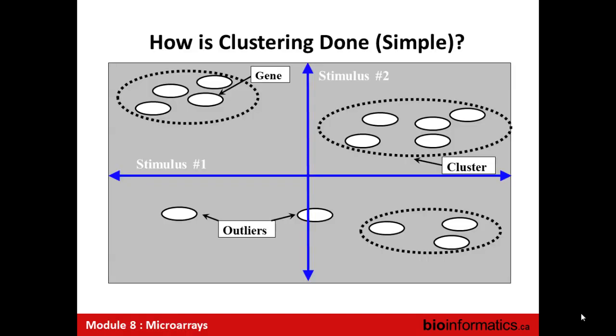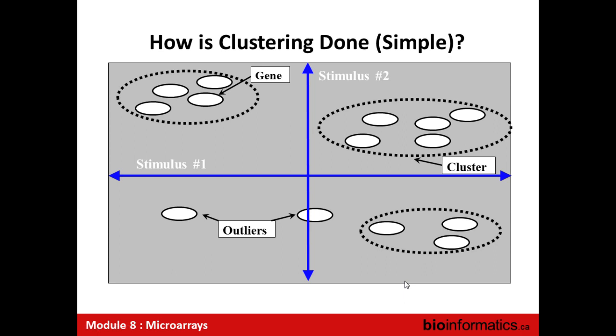The way in which you do it, and we're looking at how they respond to stimuli. The x-axis is stimulus 1, and the y-axis is stimulus 2. And you can see, here are some genes that go up in both, other genes that go up in stimulus 2 and down in stimulus 1, and so forth. And I drew these circles that I claim are clusters.